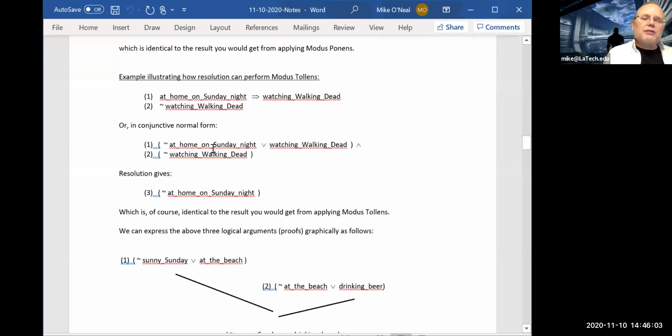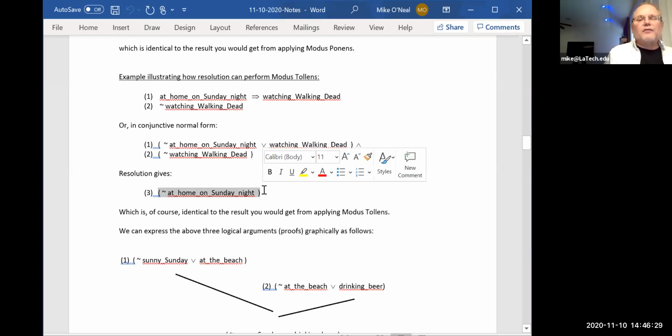We can convert these statements to conjunctive normal form: not at home on Sunday night or watching Walking Dead as a unit, as a clause, and not watching Walking Dead. Take these two clauses, merge them together. The watching Walking Dead and not watching Walking Dead conflict, so they cancel, and that leaves me simply with not at home on Sunday night. I just did modus tollens. So I have now shown chaining of implication, modus ponens, and modus tollens.